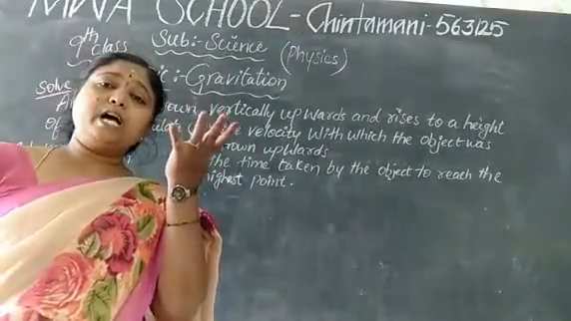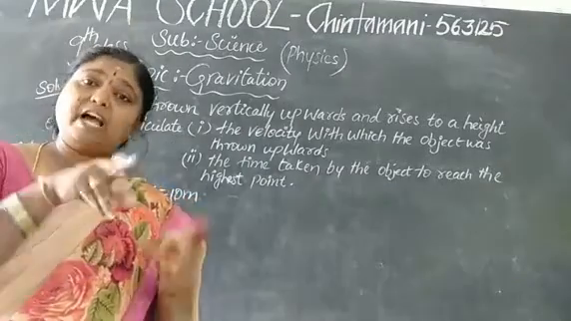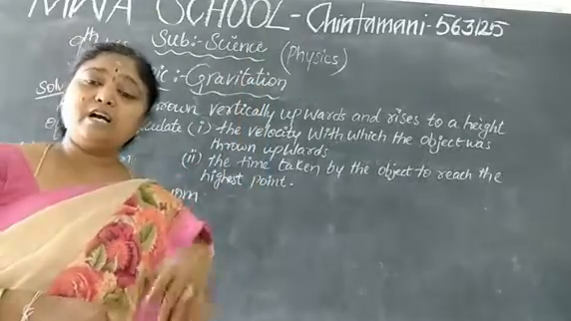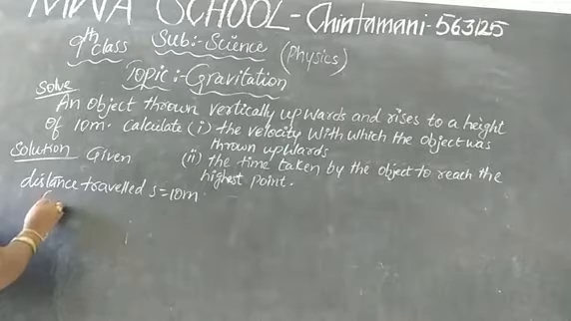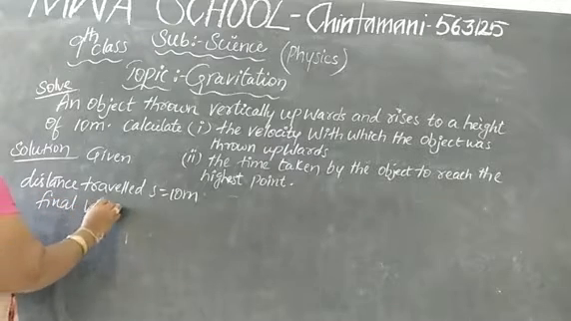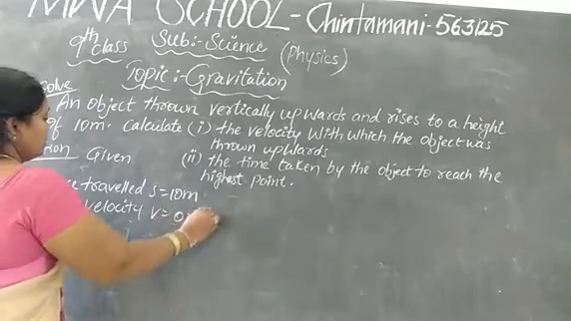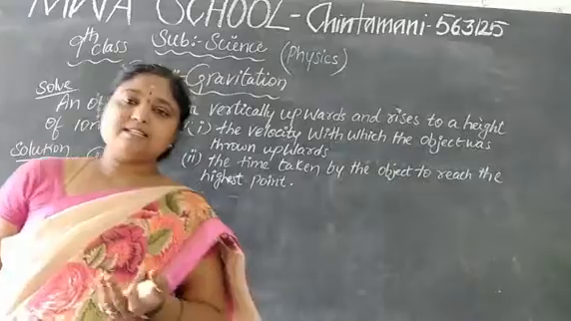Before being thrown upwards, what is our initial velocity? We have to find it. Then what is the final velocity? It has been thrown towards the up, so that is the final velocity. V is equal to 0 meter per second.